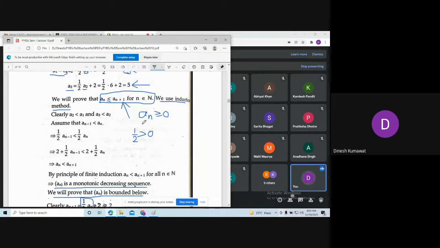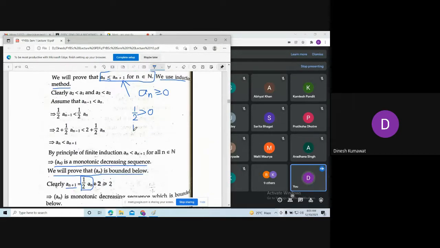Now you just multiply these two things. So what can I say about then 1 by 2 times An? Bigger than or equal to 0, because if An for some n is 0, then this gives me 0. Is that clear? Yes, sir. Now you just add 2 throughout this inequality. Is that okay? Yes, sir.